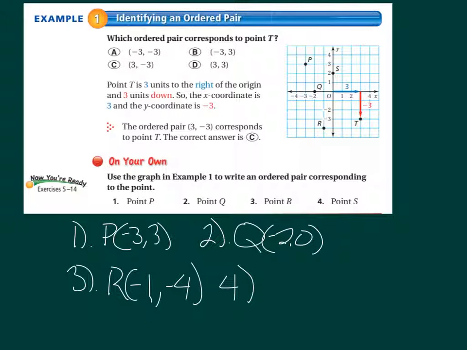Number 4, point S. Again, we start at the origin as always. We don't need to go left or right, but we need to go up 2. So since we didn't need to go left and right, we're going to put 0 for the x value and then 2 for the y value.